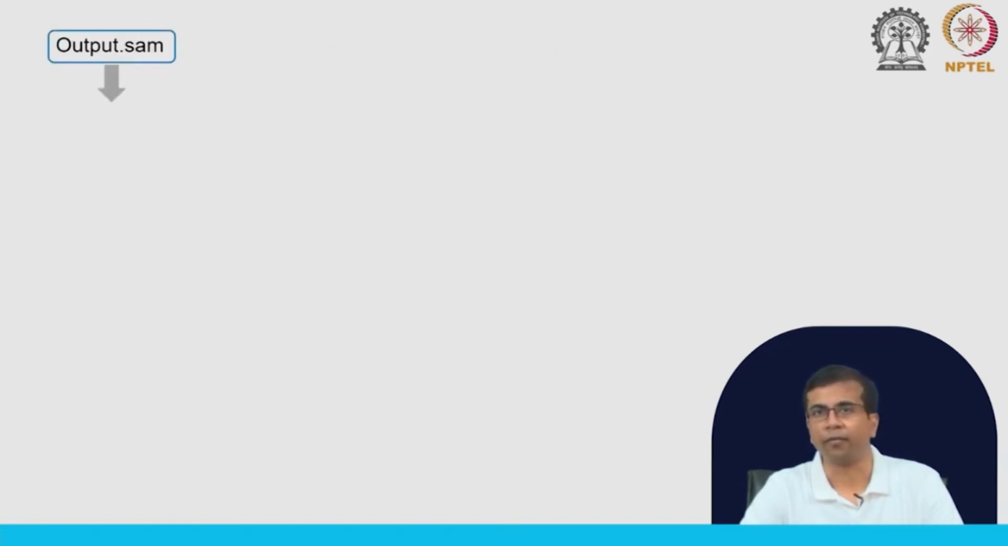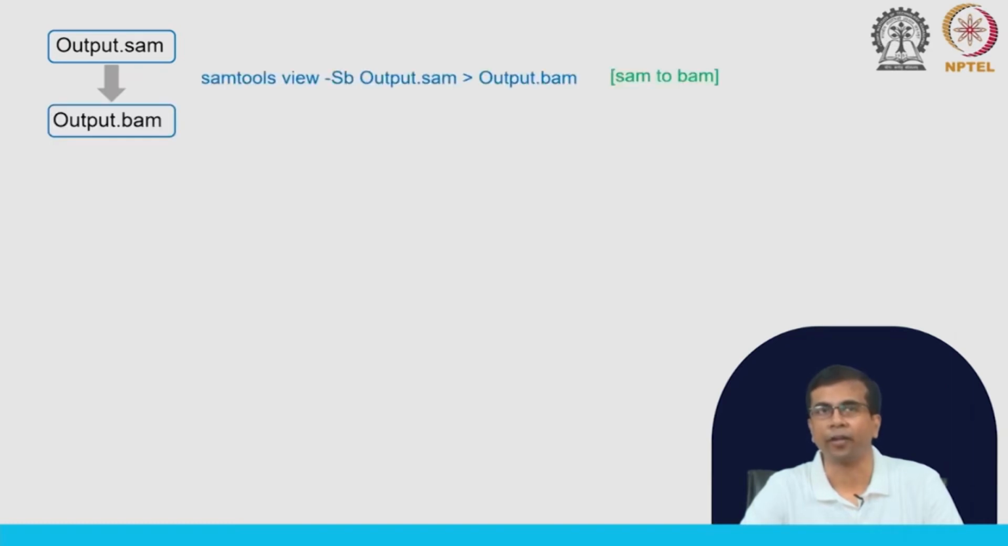Again, here is a flow chart of the scheme. We have this output.sam. We use the SAMtools view command with these options, and the outcome is that we convert this SAM to BAM, and that is why we get this output.bam file. I am mentioning the actual file names that we used, so that you can follow and go back and see the files yourself.